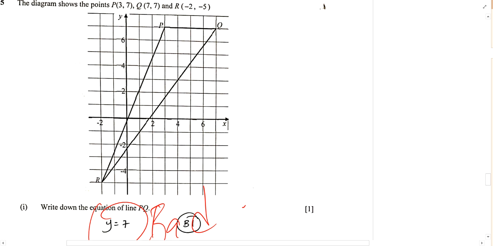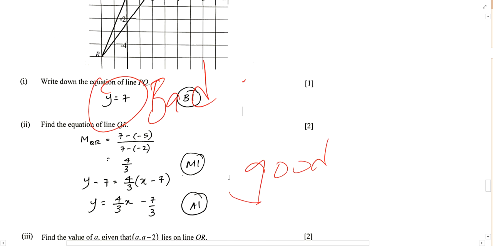Now, class, tell me, what is the equation of this line? This red line? Y equals 5. Easy or not? What is the equation of this line? Is it 2 or Y equals 2? Okay, what is the equation of this line? Yes.